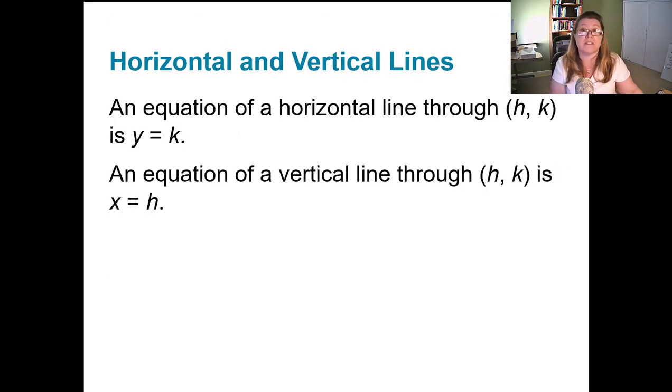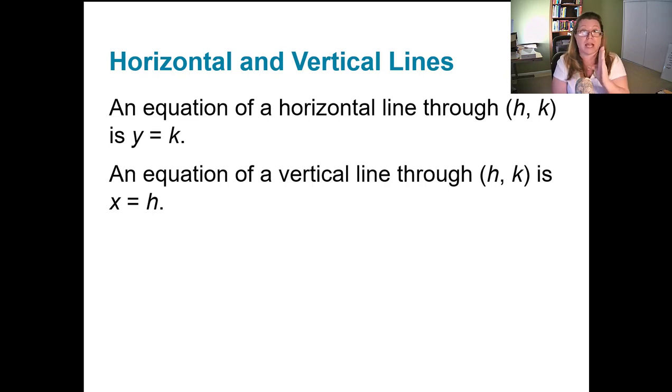Horizontal and vertical lines are very special lines. The equation of a horizontal line through some point, and I'm just going to say our generic point is h, k, is going to be y equals k. For a horizontal line, the y value does not change. X can change all it wants. That could be h, that could be 1, that could be 0, that could be 1/2, that could be a -3/4. K will not change. And therefore our equation is y equals k.